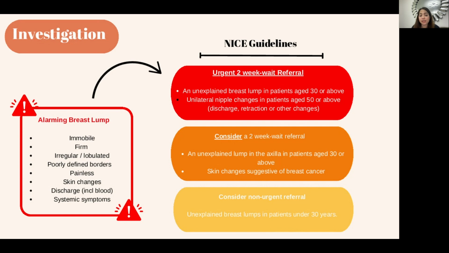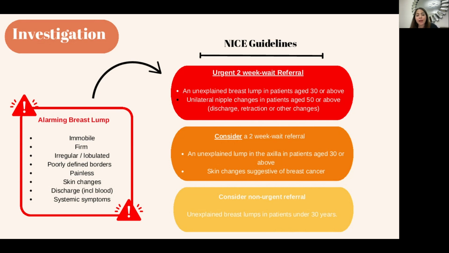In terms of the NICE guidelines, any unexplained breast lump in patients who are 30 or above warrants straight away a 2-week wait referral, or if there are unilateral nipple changes in anyone who's 50 or older. With nipple changes, I mean the dimpling, the retraction, discharge, etc. So that's really important to be aware of. They'll be referred for a 2-week wait referral to the breast clinic.